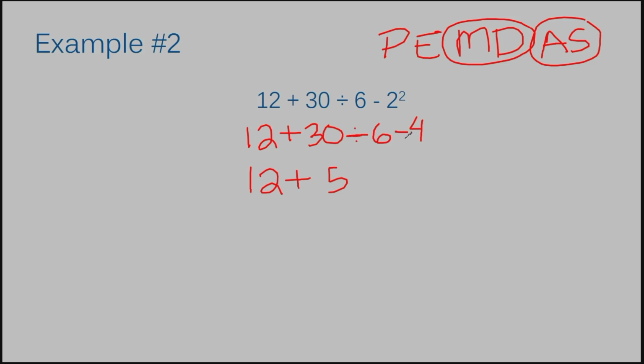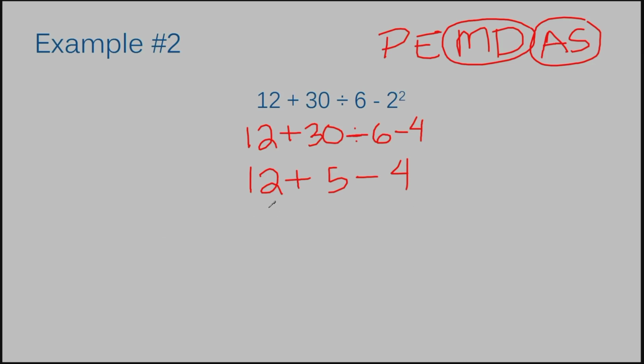And then we have a subtraction sign over here. You just write that. And the 4 just gets rewritten. Okay. Do I have any more multiplication or division? No, I don't. So I'm done with this step. Now I'm on to the next step. Addition and subtraction. I'm working from left to right.